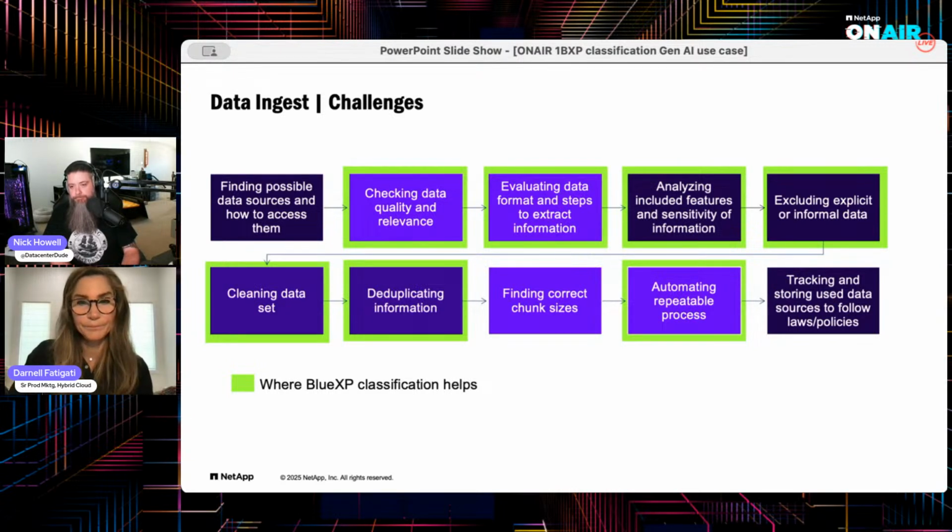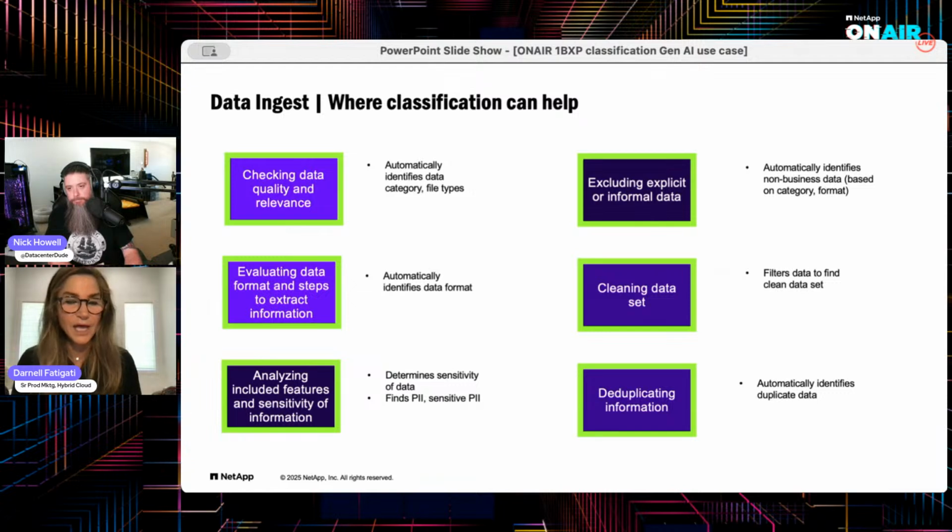Yeah. So these are all the areas here. As you can see, during this data ingest process, there's a lot that classification can do to help. Breaking this out more specifically, what does that mean? Checking data quality and relevance. Classification can automatically identify the data category. So it can say, is this a legal file? Is it an HR file? Is it a finance file? Is it maybe a marketing file?